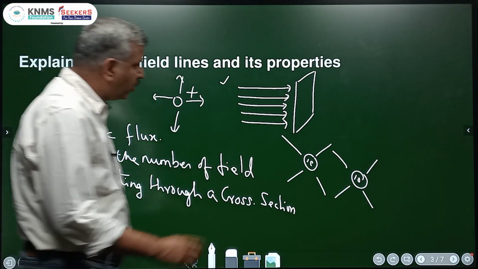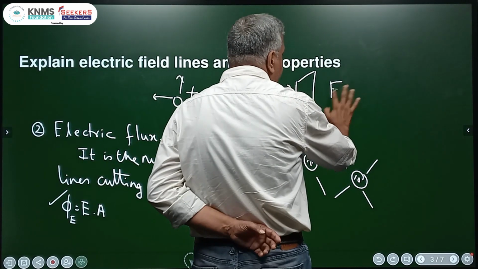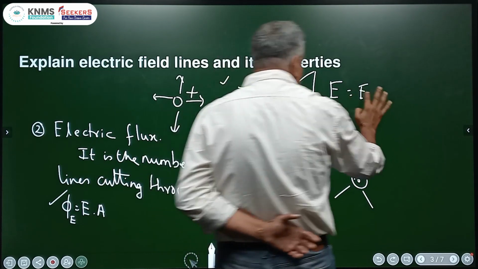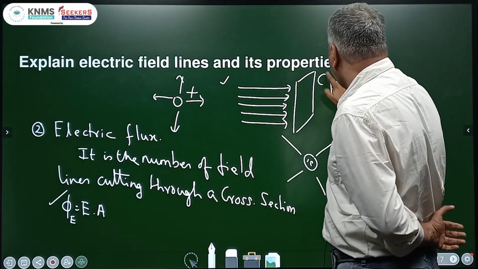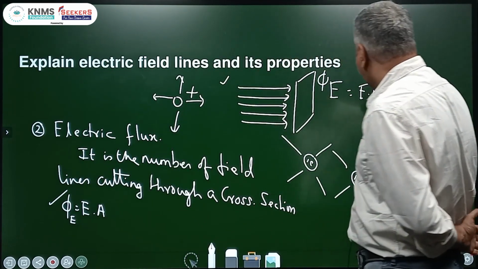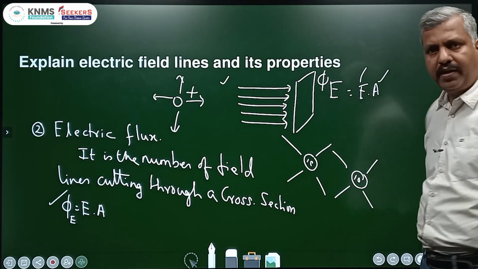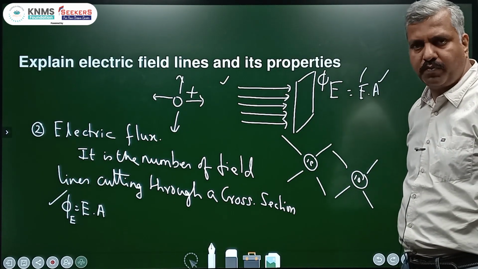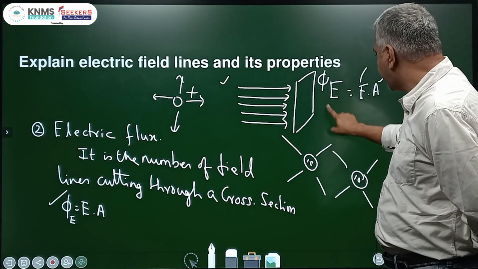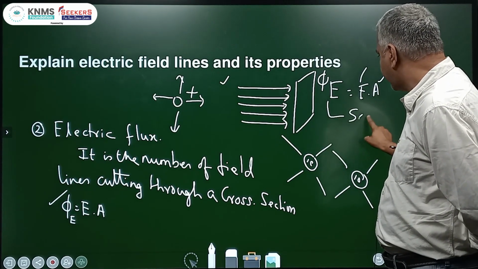That is, it is the dot product. Electric flux is the dot product of E and A, E for electric field, A for area. So electric flux is the dot product. Because it is a dot product, electric flux is a scalar quantity.